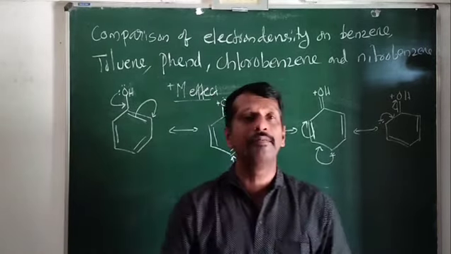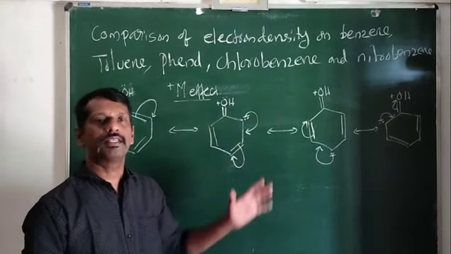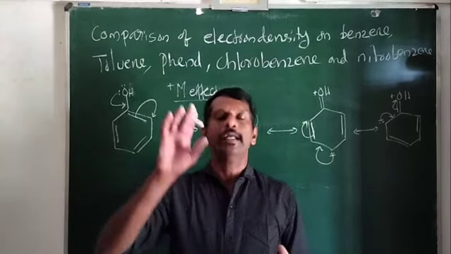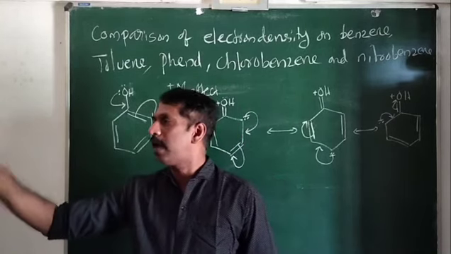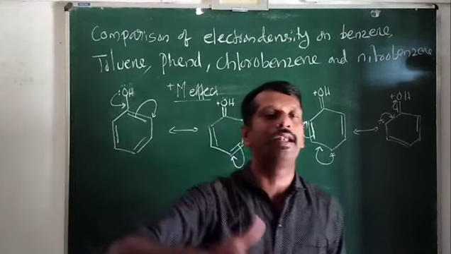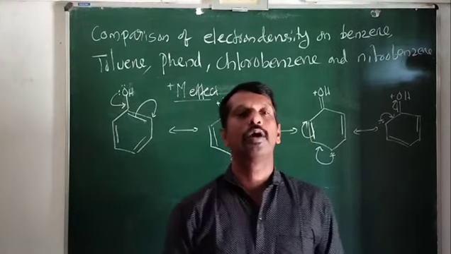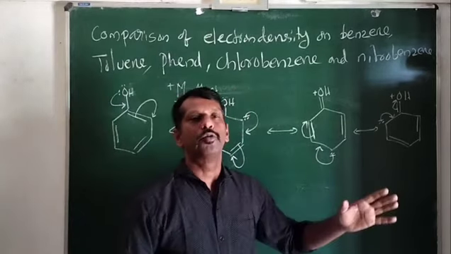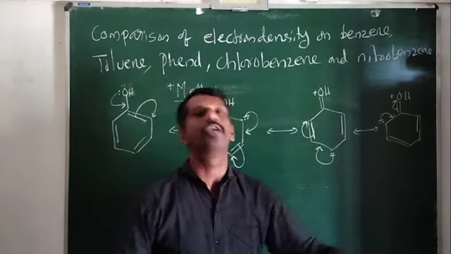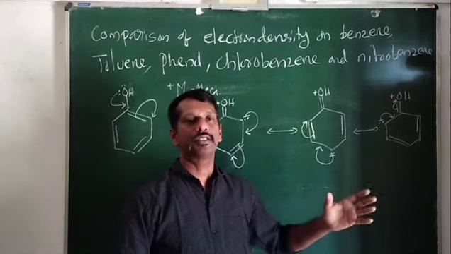Like methylbenzene, but the effect is different. Here the effect is a plus M effect. The plus M effect of the OH group makes the ortho and para positions of phenol negatively charged, and hence the incoming electrophile, the positively charged species, will come and attack at the ortho and para positions. Hence the OH group is also an activating group, because the ortho and para positions are negatively charged.